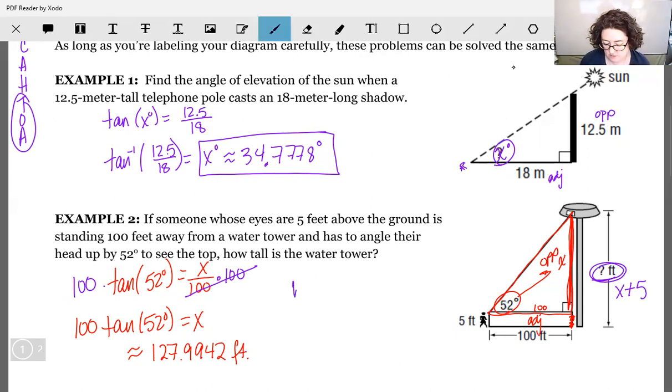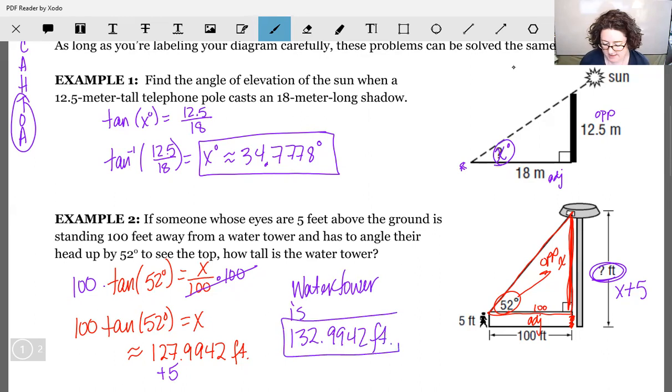So really, the water tower is 127.9942 plus 5 feet. And so if I add 5, I'm looking at 132.9942 feet. And again, if this was a problem where we wanted to round to the nearest foot, then we would say 133 feet. But notice too, I'm also using feet, the units of my measurement, in my final answer, because I want to make sure, am I referring to a side or am I referring to an angle? Always keep your units in there.